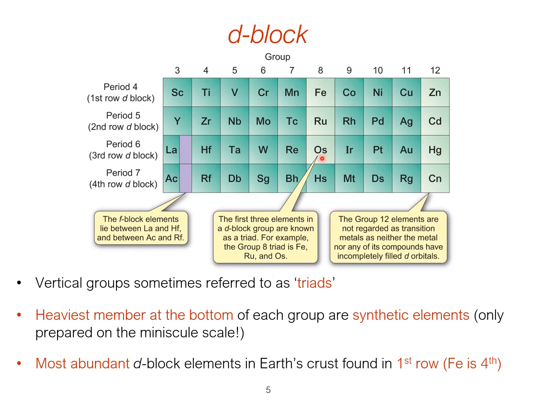So you can see they do have trends in these triads. The other popular one is the copper, silver, gold triad. And these are also called the coinage metals because they're used in coins.